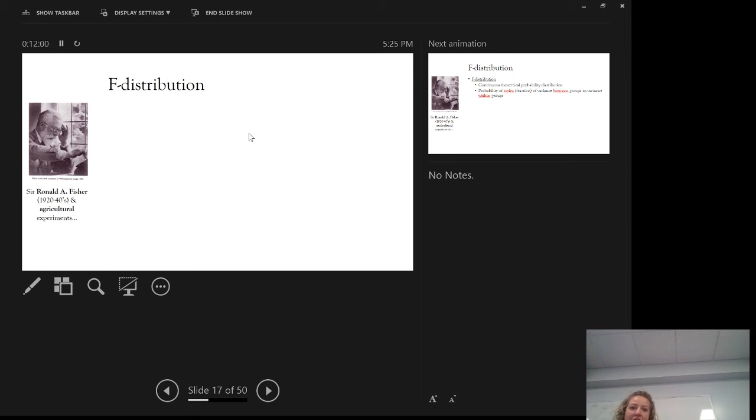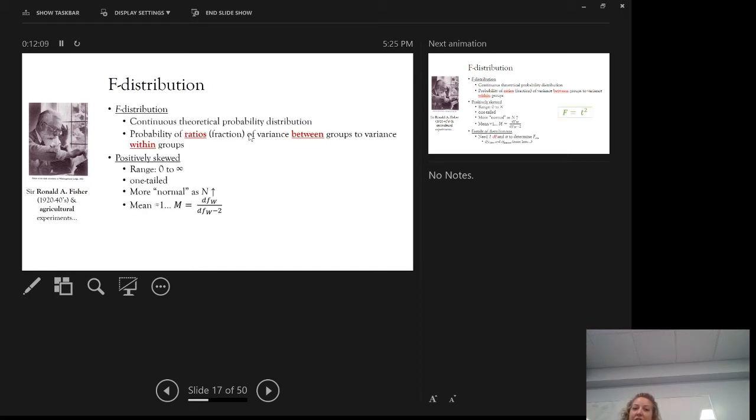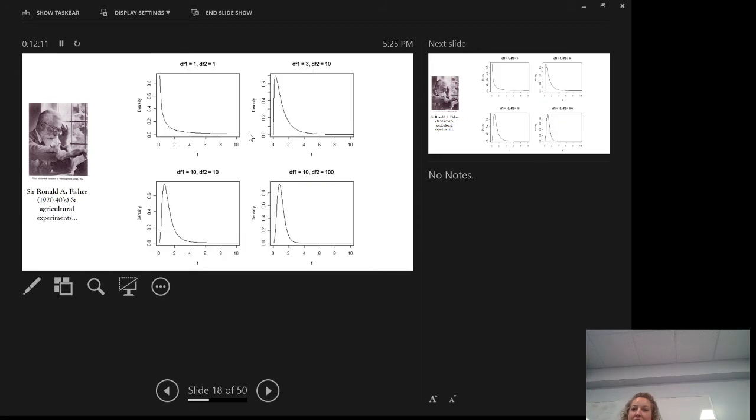So here's Mr. Ronald A. Fisher, agronomist. He did a lot of agricultural science. That's why he came up with ANOVA, because it works really well with the F distribution. We're going to skip a lot of this.